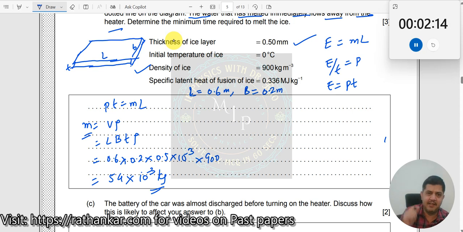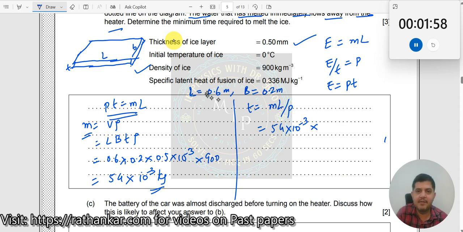Very thin ice layer you have. Now what do I need? M is known, L is known, T I need to find, right? So this is what we are hooked in already. Therefore T should be equal to ML divided by P. So let us substitute 54 into 10 to the power of minus 3 multiplied by L. What is the value of L?